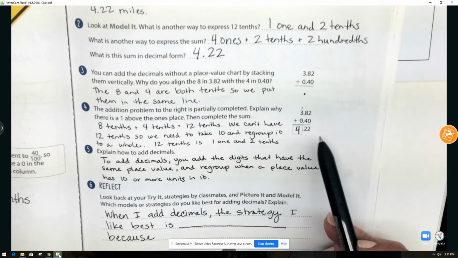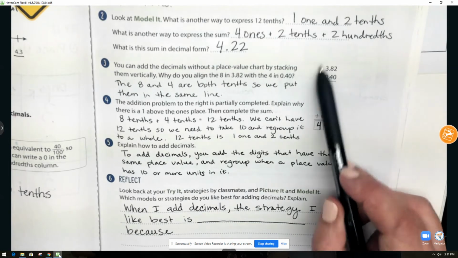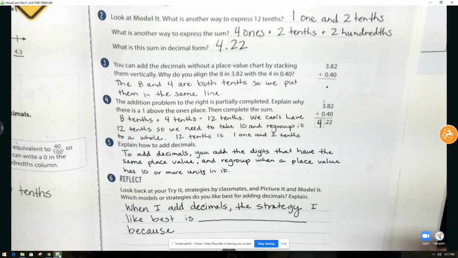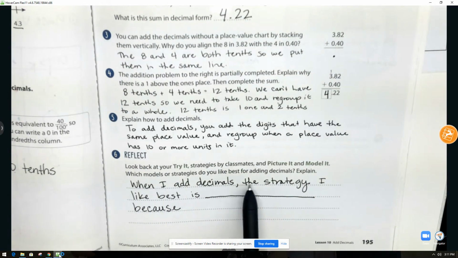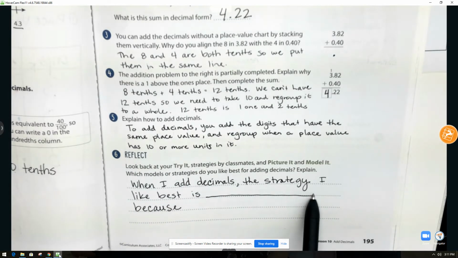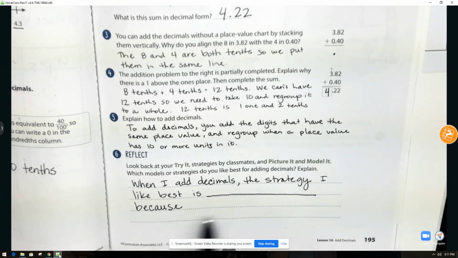The other way that you can look at the place value method is that it's also called the place value method because you're stacking your decimals up according to place value. So when I add decimals, the strategy I like best is either the number line strategy or the place value strategy, and then you're going to tell me why that is the strategy you like best. Go ahead and pause the video and do that now.